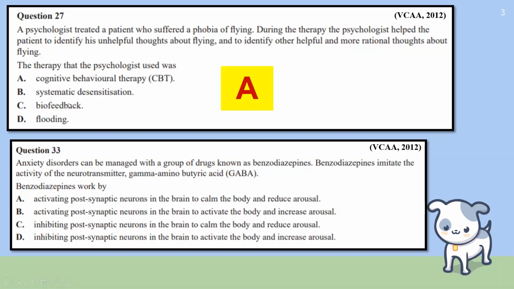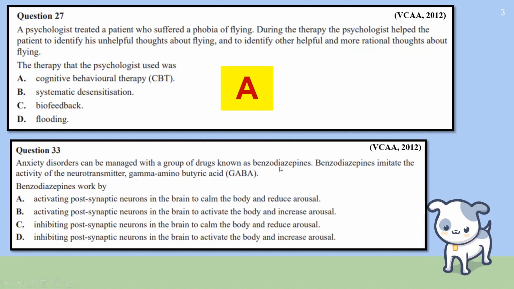Okay, and we don't learn about biofeedback and flooding. Again, this is an old study design exam, so some of the terms in some of the options will not be relevant to us anymore, but overall the question is still relevant. Okay, so the answer is A, because it's about identifying and changing and transforming unhelpful thoughts to be more helpful and constructive and productive. Question 33.